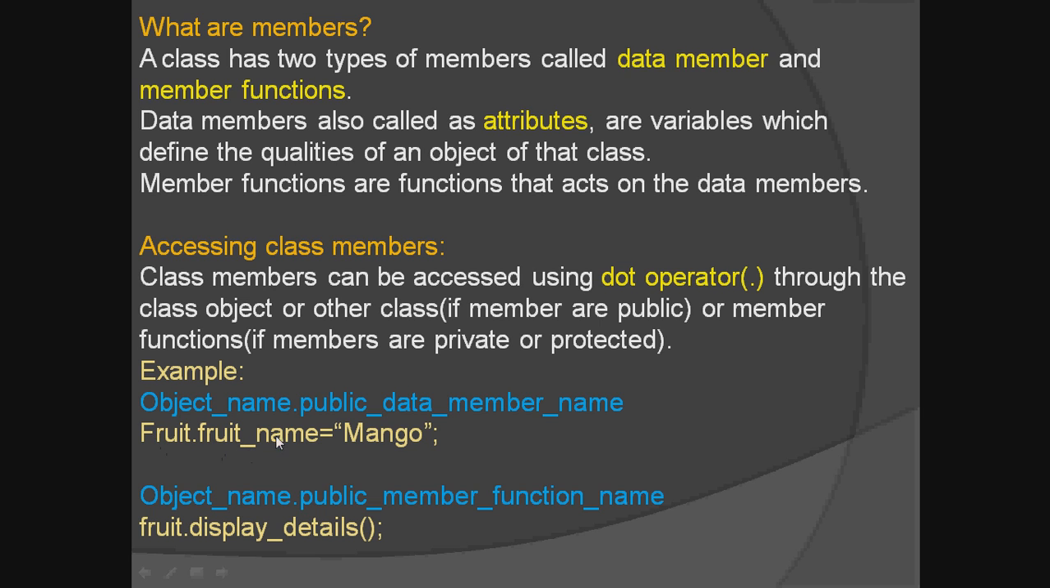So this tells the using dot operator, it assigns the object members with this value mango. Similarly, you can access the member functions also using the object name, that is fruit dot display underscore details. So this is the member function name, all right? In these ways, there are many other ways through which you can access the class members, which will be discussed when we go through the programs, right?